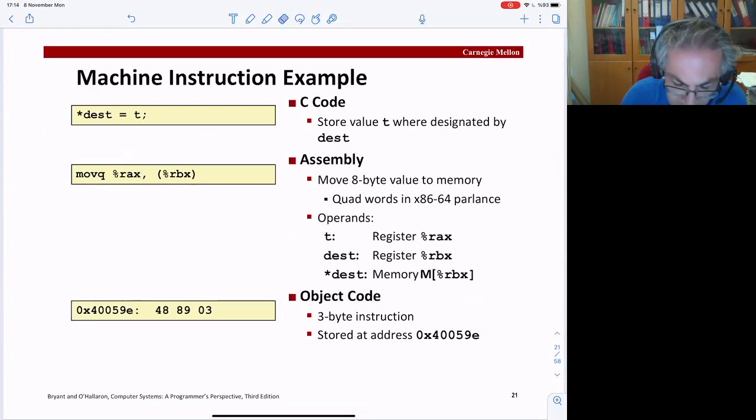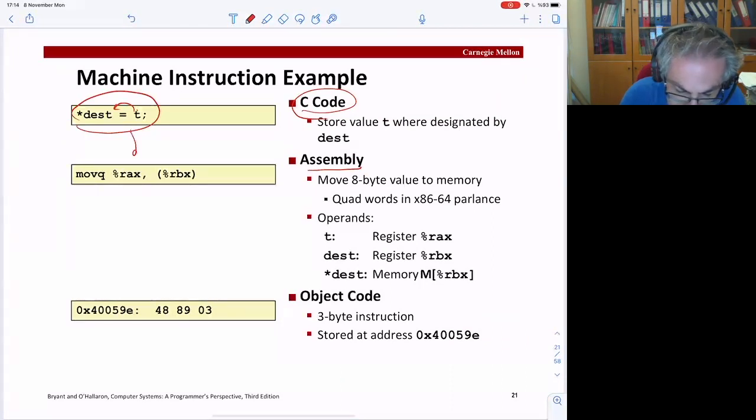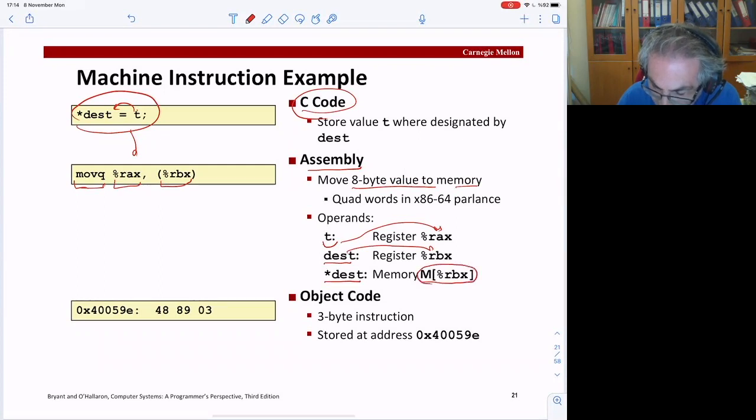Here we have, for example, in the C code, an instruction where *t is assigned to the location pointed to by dest. When we look at the assembly code, this is translated into an instruction, say movq %rax, (%rbx). This moves an 8-byte value into memory. Where we have t, it's stored in register RAX, the address of dest is stored in register RBX, and *dest represents the memory at RBX, written in parentheses as (%rbx).